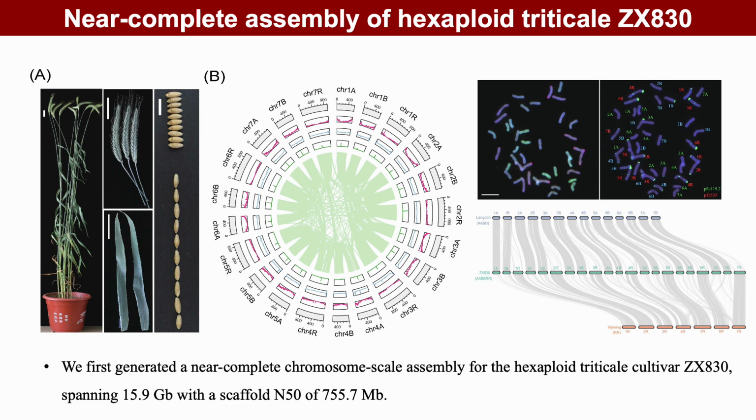We first generated a near-complete chromosome-scale assembly for the triticale cultivar ZX830, spanning 15.9 gigabases with a scaffold N50 of 755.7 megabases. The high-quality assembly provides a solid foundation for comprehensive centromere analysis across all 21 chromosomes.